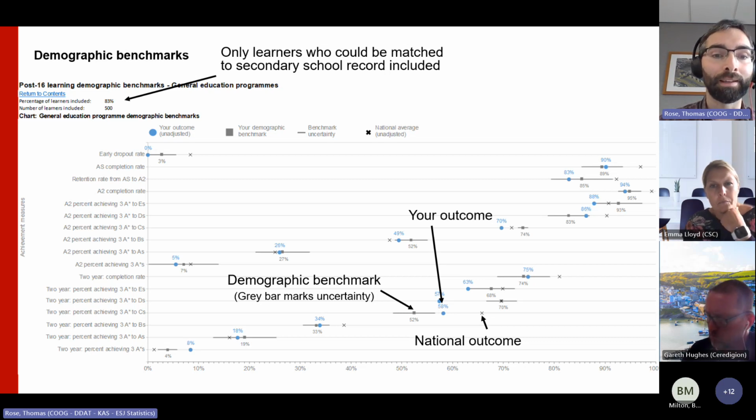So for this school, it looks like, again, it's a made up example, but they have learners who have a lower prior attainment than is their national average. So their demographic benchmark is lower perhaps. And then finally, the blue dot is your actual unadjusted outcome. So here we can see for this provider that their outcome was quite a bit lower than the national outcome. But when you take into account the learners they were having, who perhaps had a higher experience of deprivation, it's a fairly reasonable outcome.